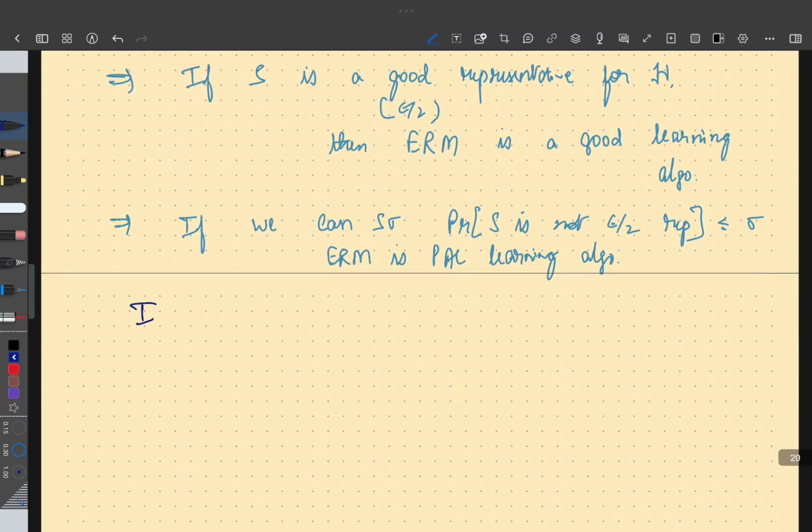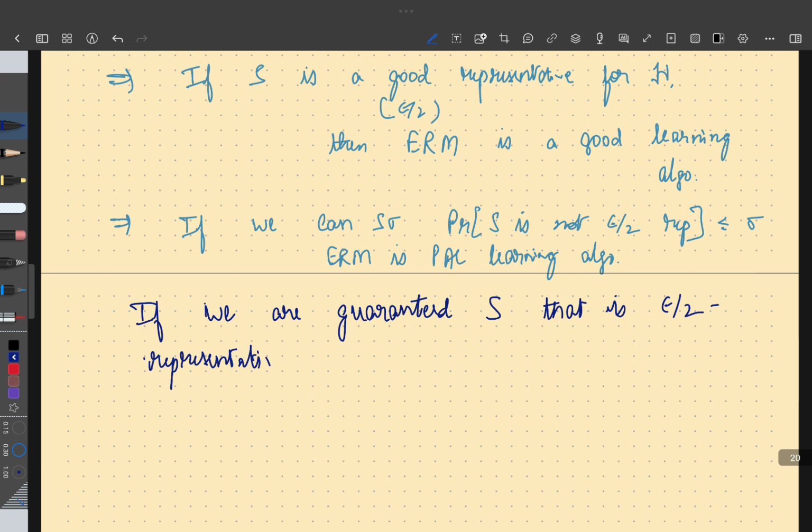So the takeaway message is that if we are guaranteed some S that is epsilon by 2 representative, then empirical risk minimization is a good learning algorithm. Right?